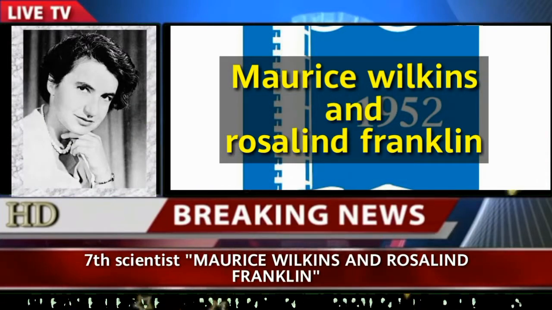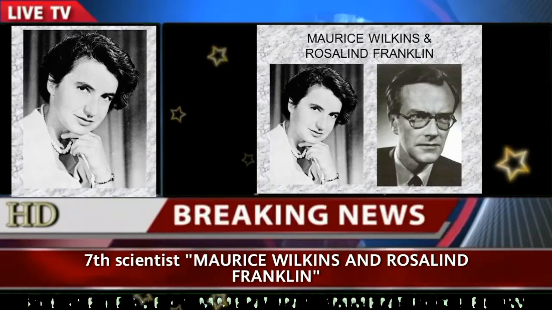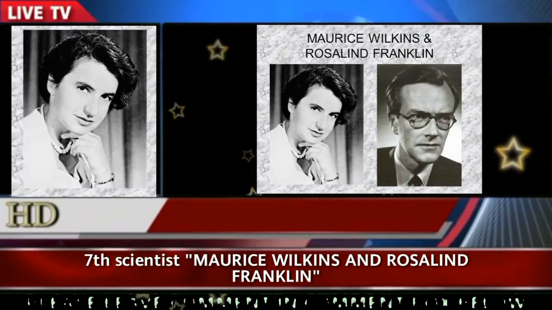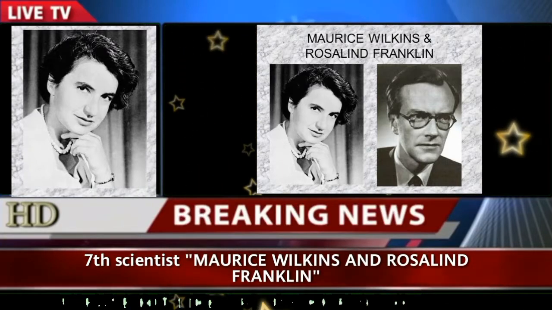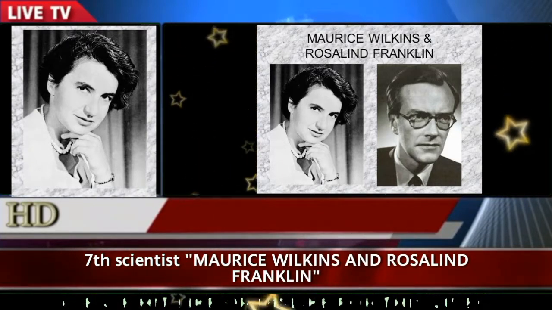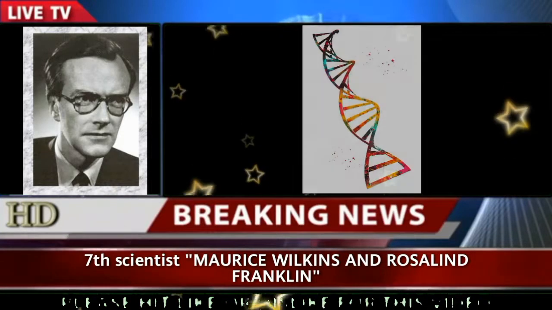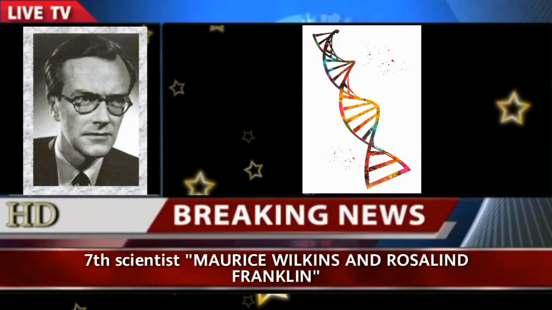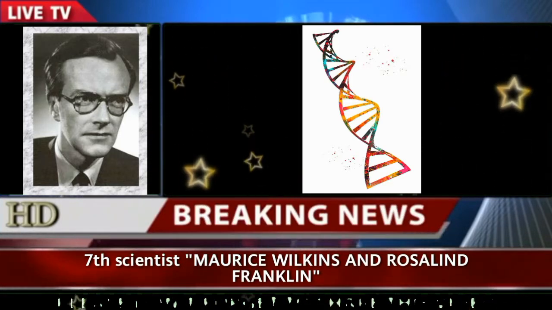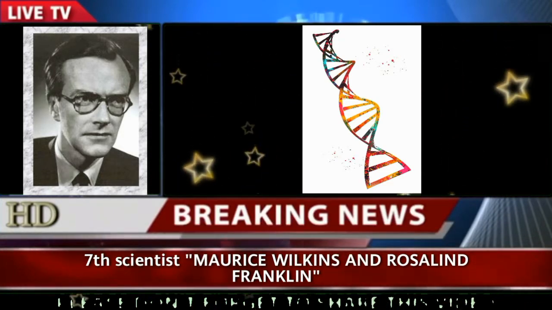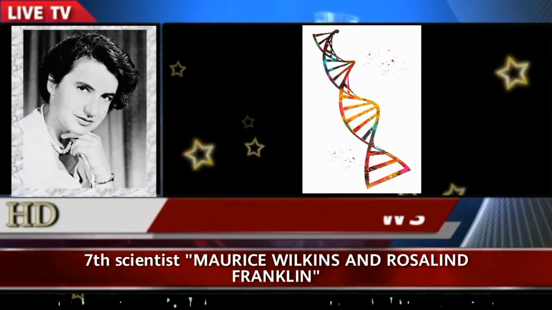Rosalind Franklin and Maurice Wilkins. Rosalind Elsie Franklin, 25 July 1920 to 16 April 1958, was an English chemist and X-ray crystallographer whose work was central to the understanding of the molecular structures of DNA, deoxyribonucleic acid, RNA, ribonucleic acid, viruses, coal, and graphite. Although her work on coal and viruses was appreciated in her lifetime, her contributions to the discovery of the structure of DNA were largely recognized posthumously.